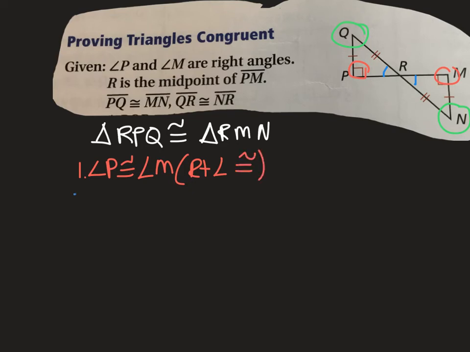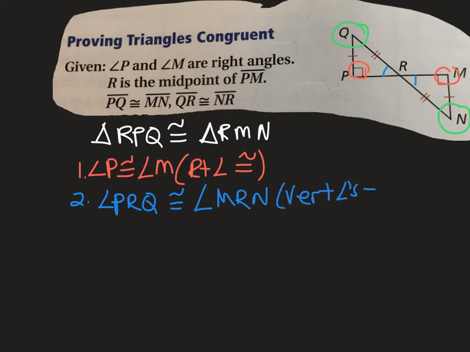Then we're going to look at the second pair of angles. Now, to name the vertical angles, we're going to have to use 3 letters, 3 vertices. So we have to be careful how we name it so that they're in the right order. I'm going to start with the right angle. So I'm going to say PRQ. So the right angle, then R, and then Q is going to be congruent to, I'm going to start with the right angle, MRN. Why is that true? Because vertical angles are congruent.